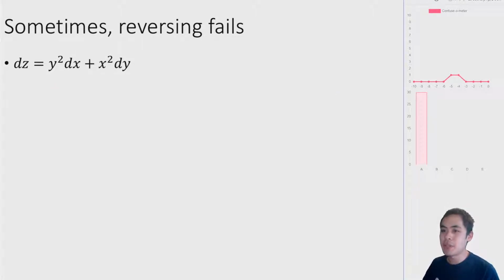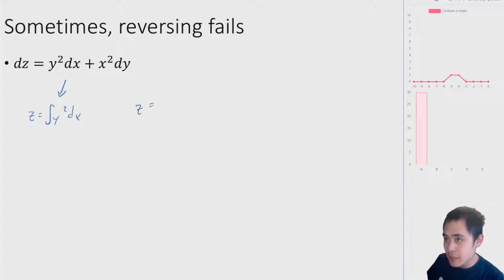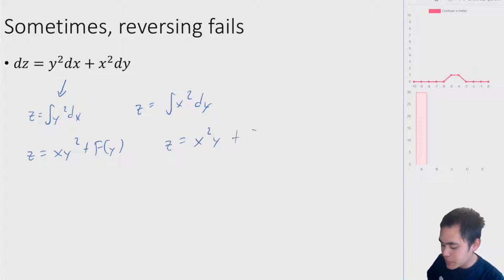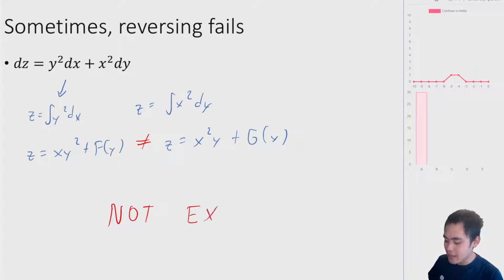So, for example, in this particular one here, I have z is equal to the integral of y squared dx, and z is equal to the integral of x squared dy, and you end up with z is equal to xy squared plus some function of y, and z is equal to x squared y plus some function of x, and these cannot be set equal to each other. Unfortunately, this doesn't work. And when this happens, we're going to call it not exact.